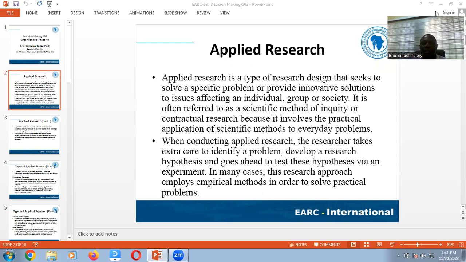The next session, we are starting the next session. And the next session is applied research.